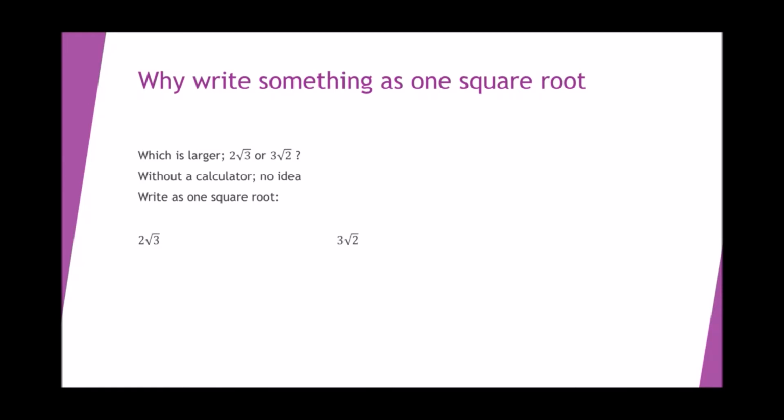So 2 square root 3 is the square root of 4 times the square root of 3, so the square root of 12. 3 square root 2, well, 3 squared is 9, so this is the square root of 9 times the square root of 2, so this is square root 18. And now we can compare them because clearly square root 18 is larger, so actually 3 square root 2 is larger than 2 square root 3. So that is a reason why you would want to write something as one square root.